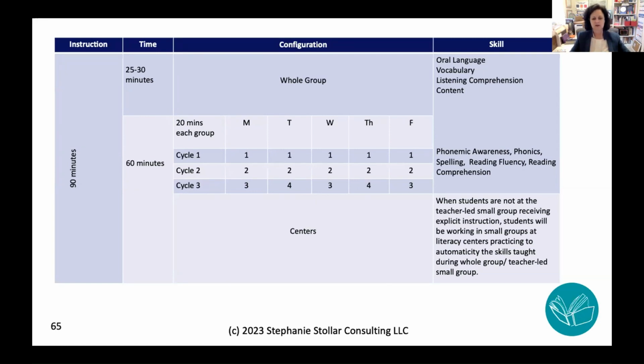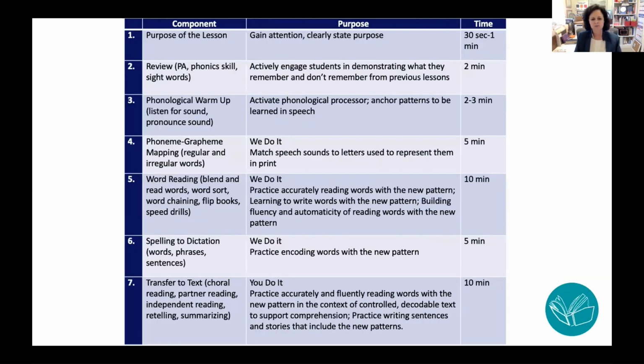So the you do it is what can happen during centers, partner work, independent practice time, where we've seen students in the we do it part of the lesson perform the skill accurately, but they need lots and lots of repetitions to move from accuracy to automaticity. Independent partner practice, small group practice, that really lends itself well to centers or literacy stations, things that students can practice independently while the teacher is with a small group. So I'm going to elaborate on some of those routines here, give you an example.